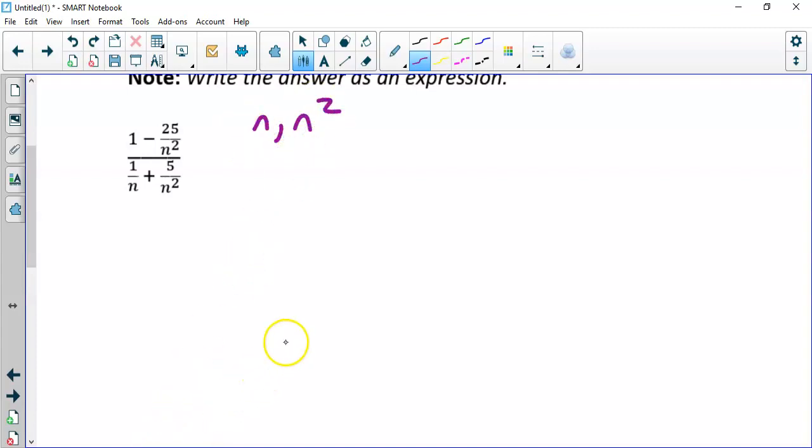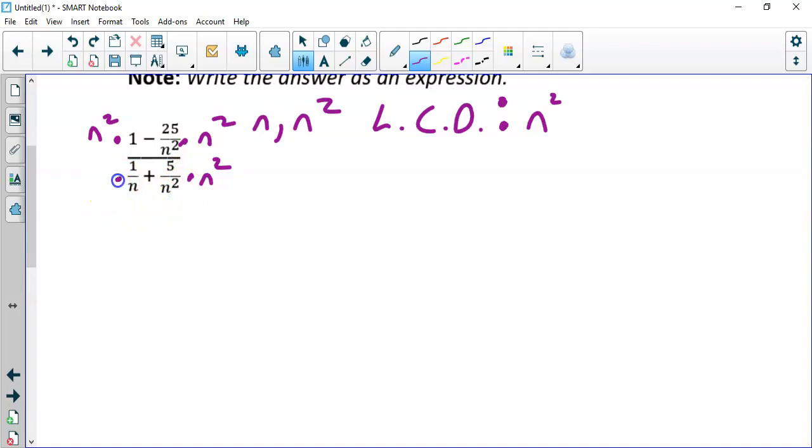Remember, in order to clear the fraction, we need the LCD. So what is the LCD between n and n squared? N squared. Yeah. So we're going to clear the fraction. We're going to get rid of every fraction that's up here and make this easier to deal with. So everybody's going to get multiplied by n squared. We're going to play Oprah. You get an n squared, and you get an n squared, and you get an n squared, and you get an n squared. Everyone's getting multiplied by n squared.